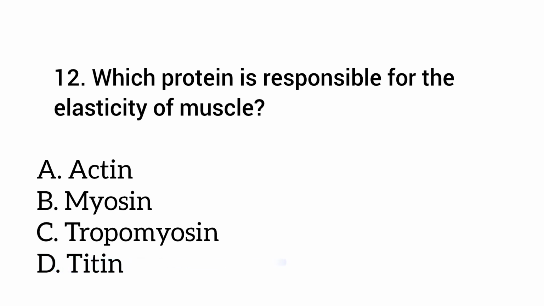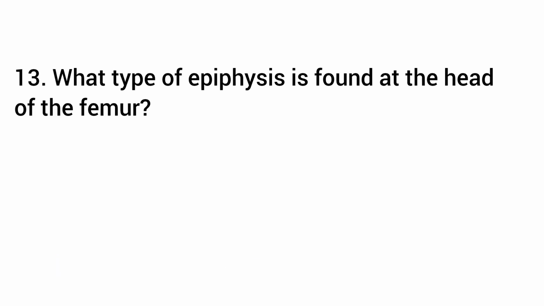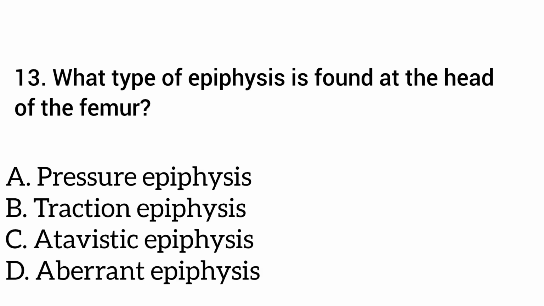Question number 13. Which type of epiphysis is found at the head of the femur? A. Pressure epiphysis, B. Traction epiphysis, C. Atavistic epiphysis, and D. Aberrant epiphysis. Most correct answer here is A. Pressure epiphysis, because pressure epiphysis contributes to joint formation and bears weight.